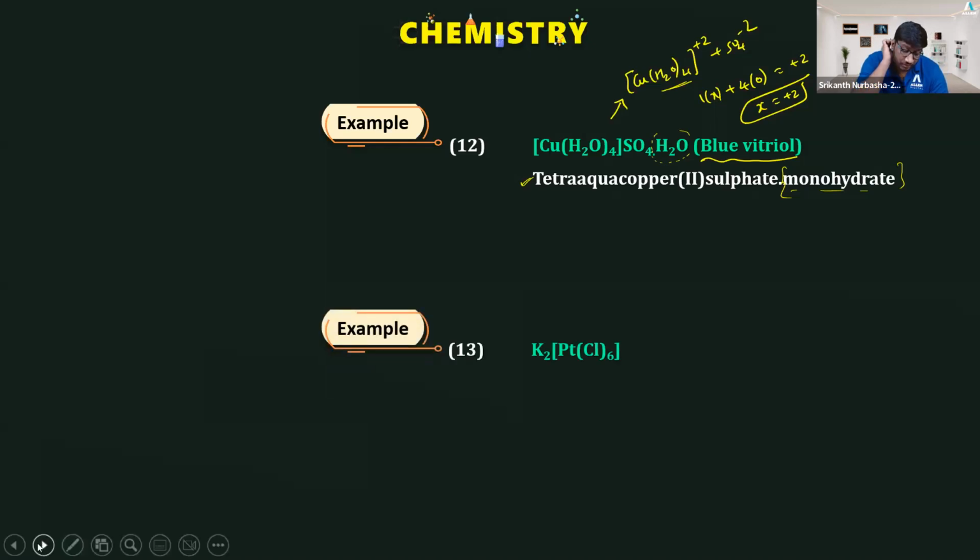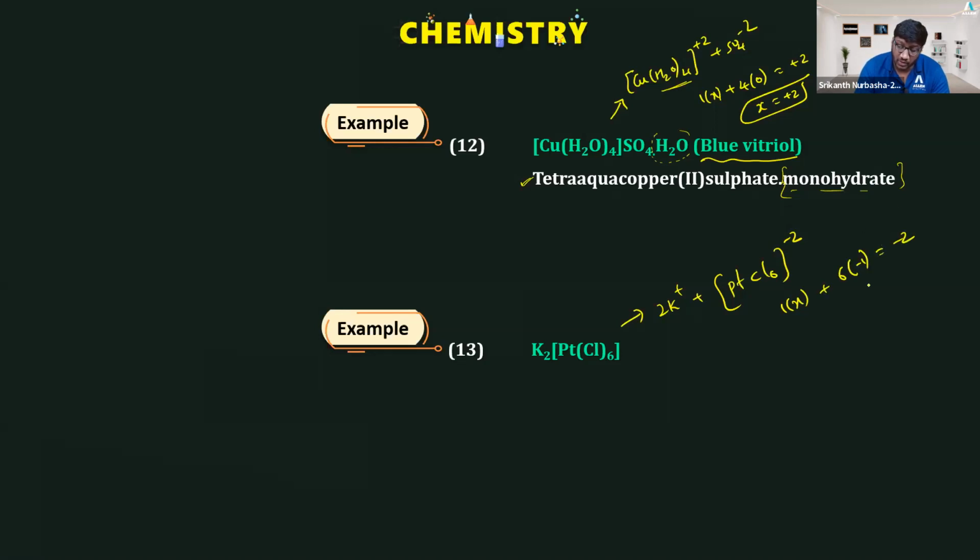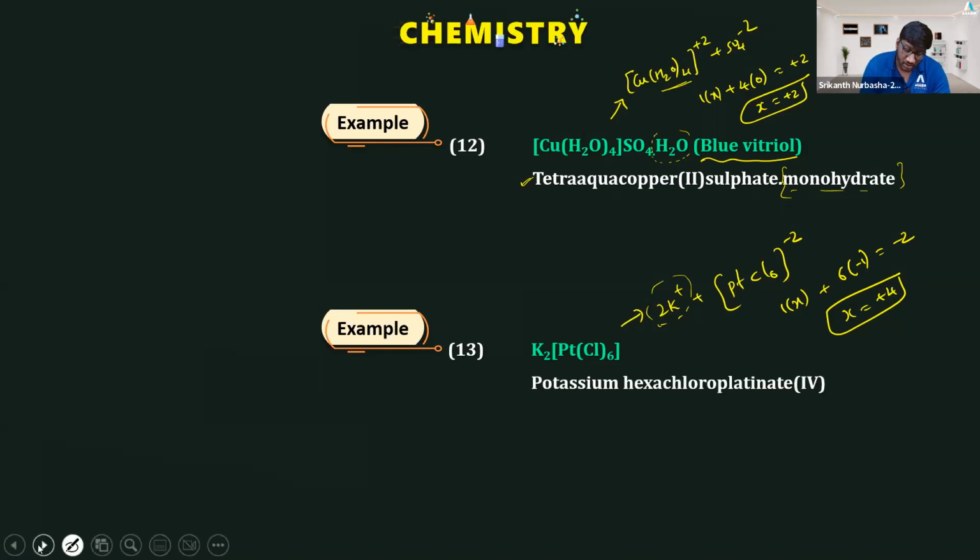Try to name this: K2PtCl6. This is a simple complex. It dissociates to give 2K+ and [PtCl6]2-. So the oxidation state of platinum, X, let us say: 1 platinum, 1 into X, 6 chlorines, 6 into -1, should be equal to -2. So X should be equal to +4. First you have to name the cation, potassium, then the anion. Potassium hexachloroplatinate(IV). Yes or no? Potassium hexachloroplatinate(IV).